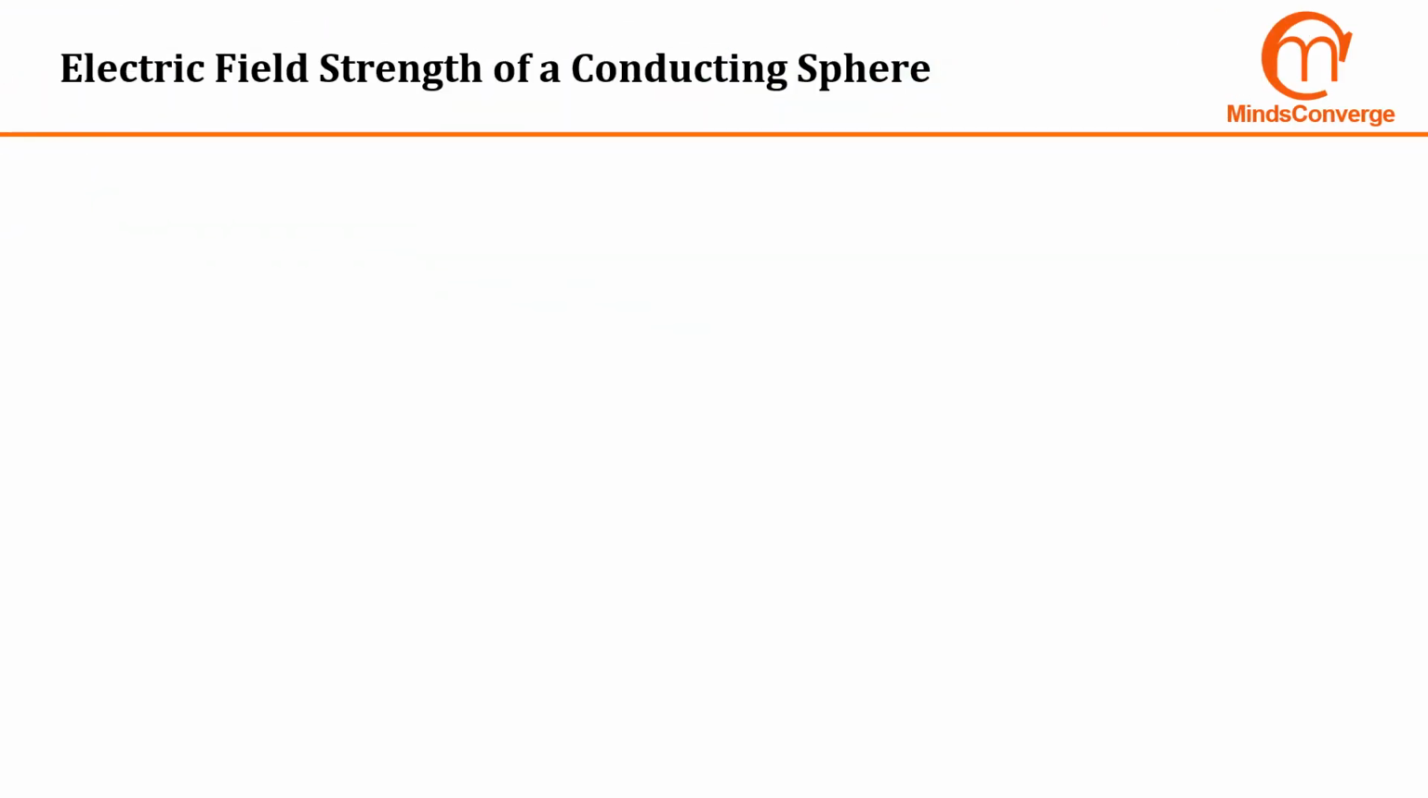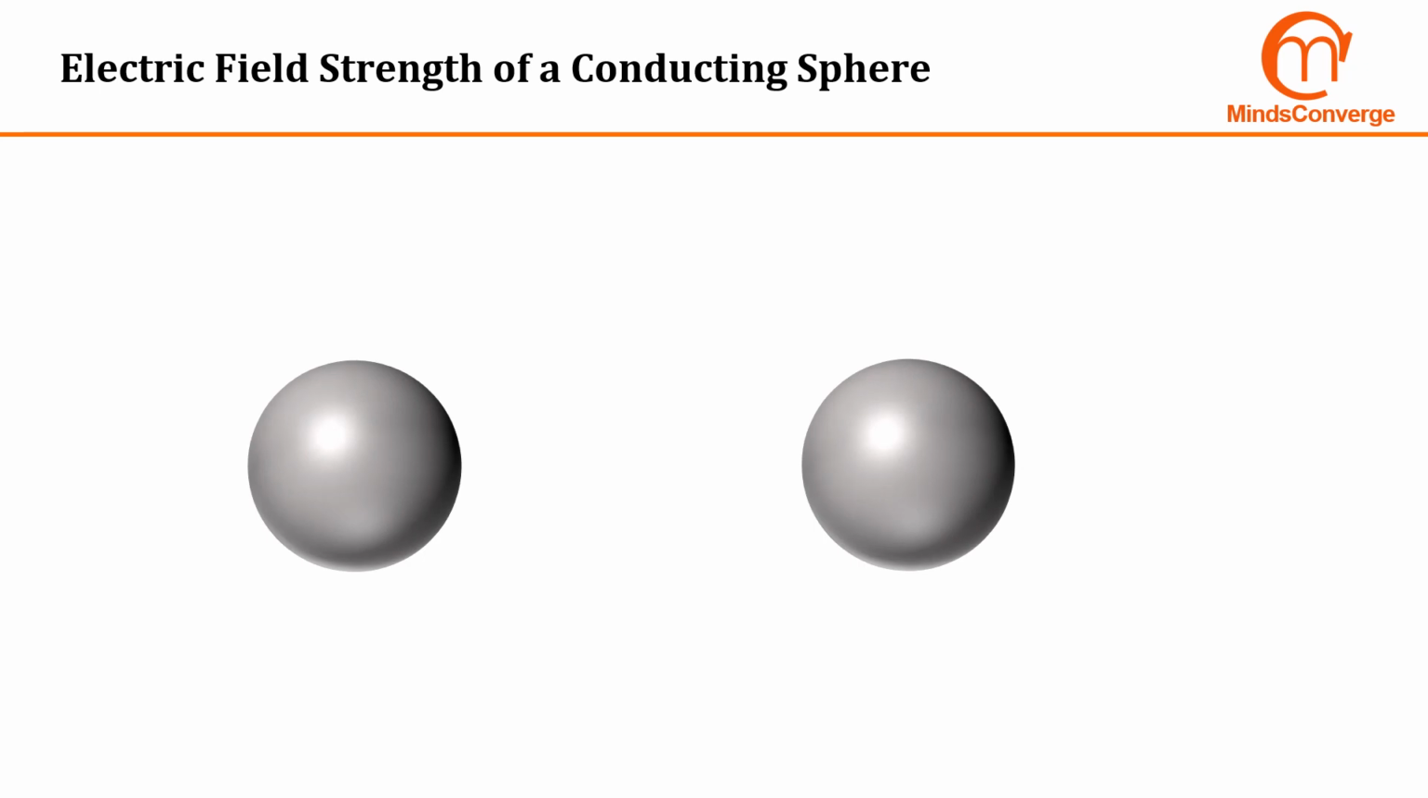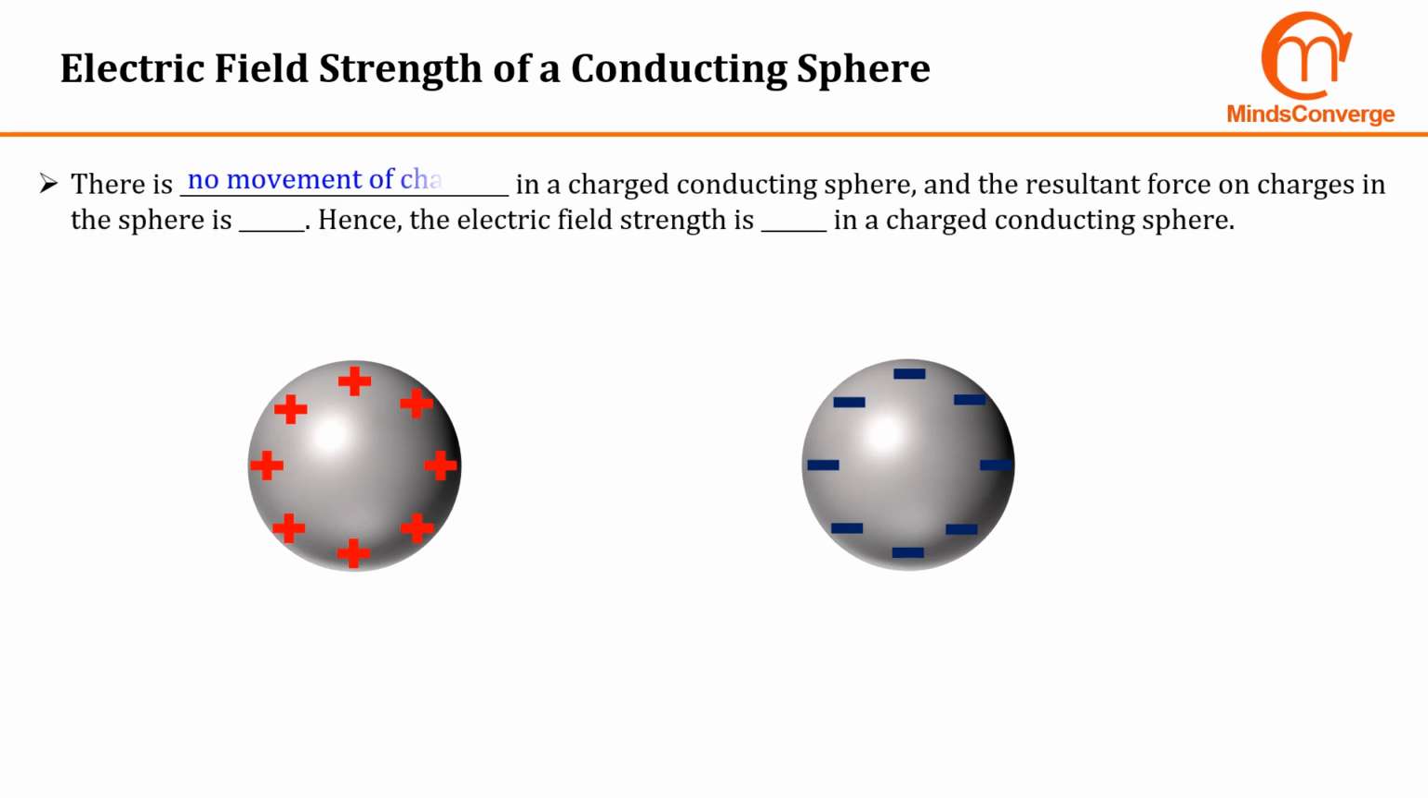For a charged conducting sphere, when the charge distribution is fixed, charges will lie on the surface of the conducting sphere uniformly. So, there is no movement of charges in the charged conducting sphere, and the resultant force on charges in the conducting sphere is zero. Hence, the electric field strength is zero in a charged conducting sphere.